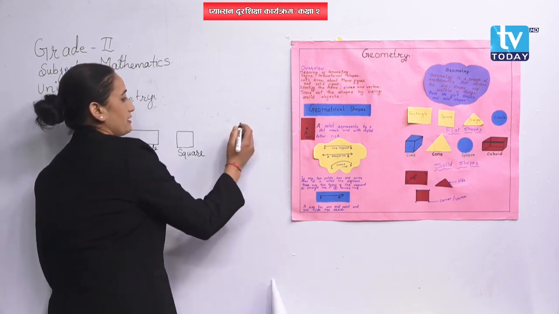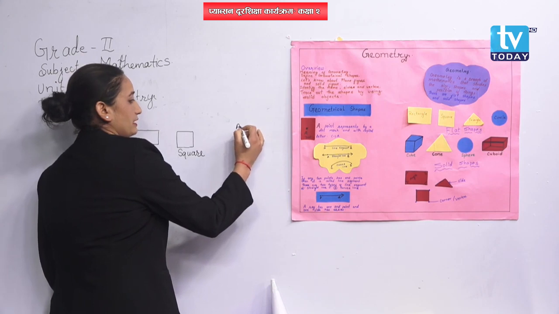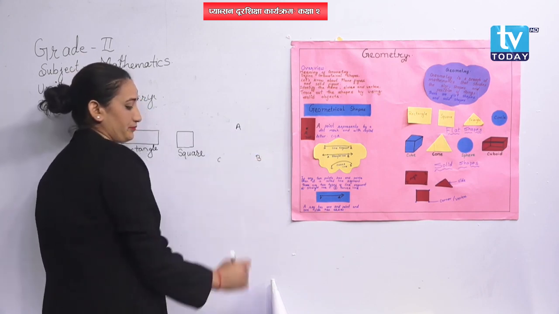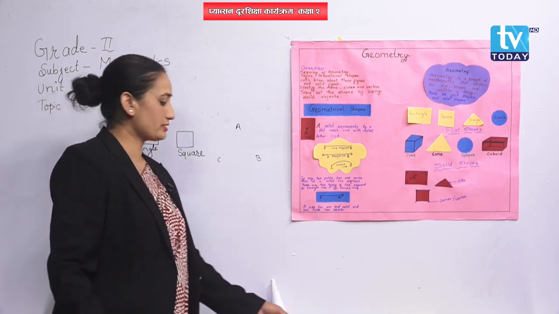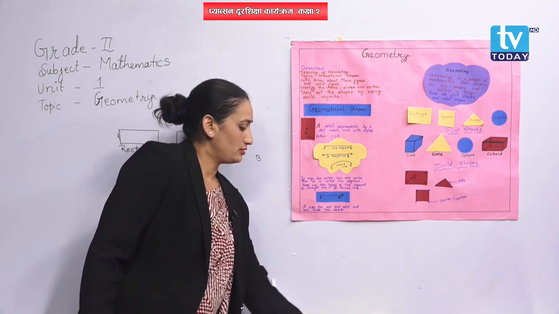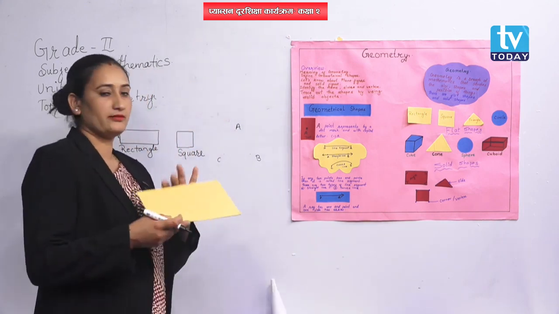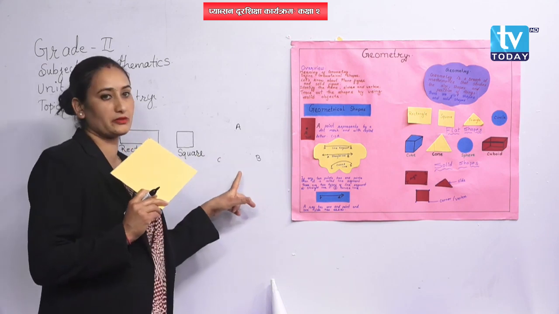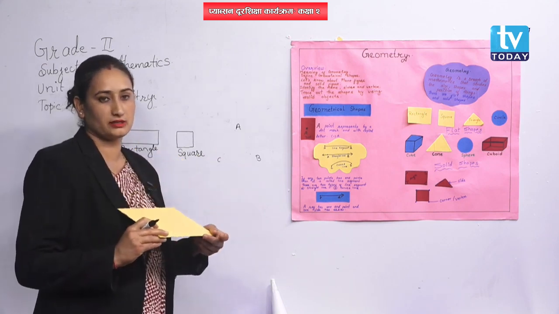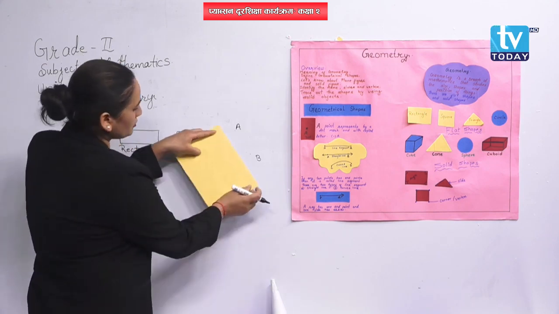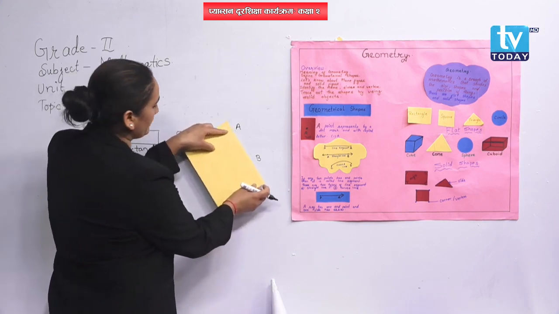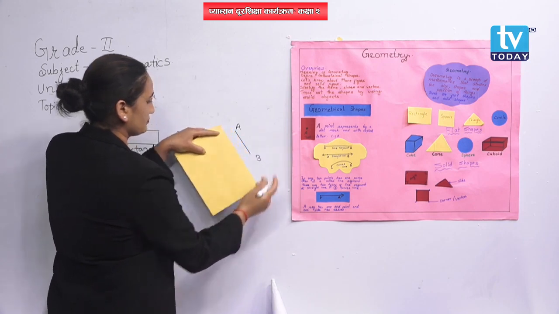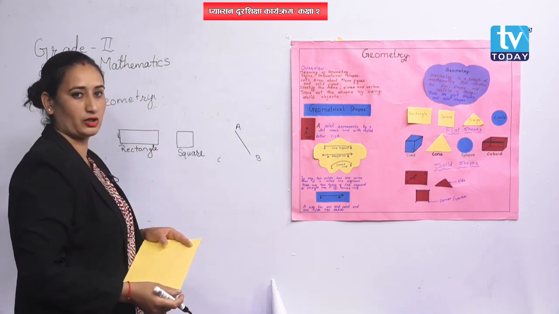So first one, let's put a capital letter A, second is B, and third one is C. Now with the help of your skill, you can use your skill. I have a ruler in my hand. With the help of the ruler, I'm drawing a straight line over here. So please join the dot points A and B. Have you done? Good job.